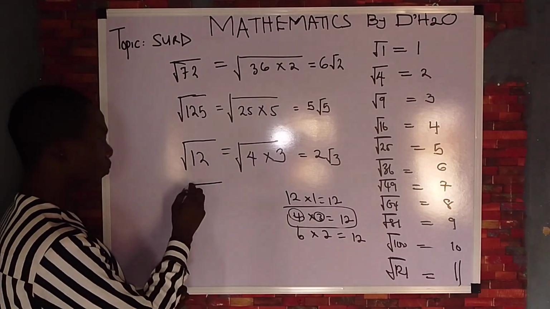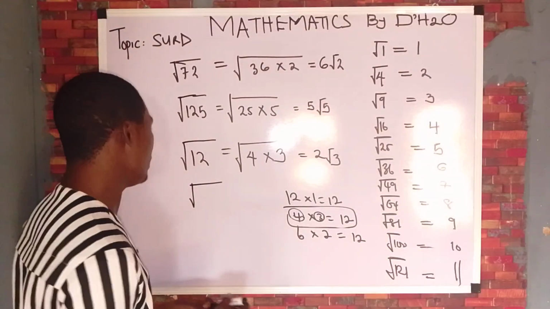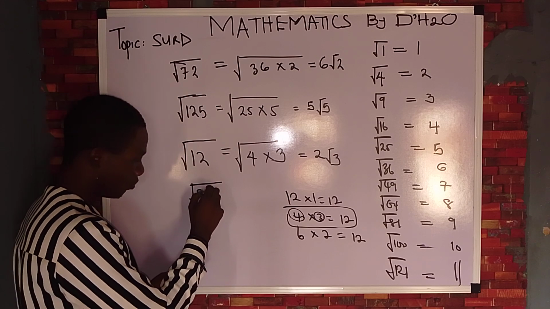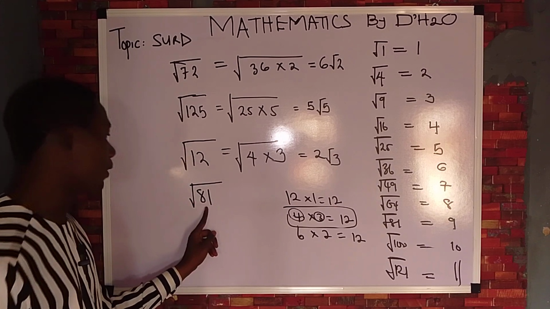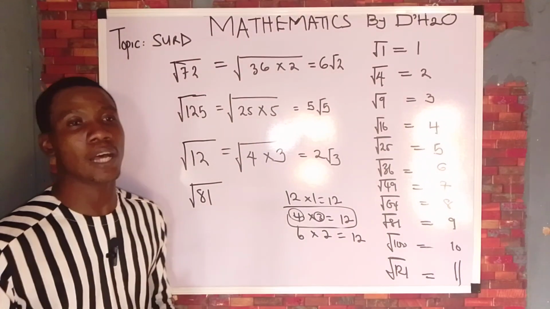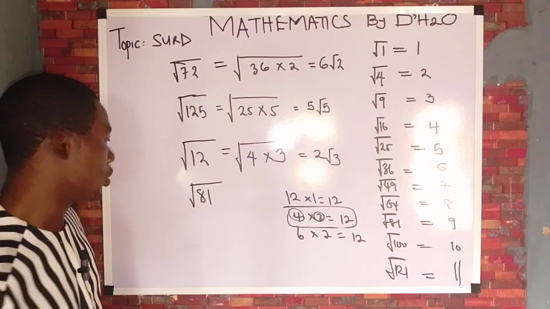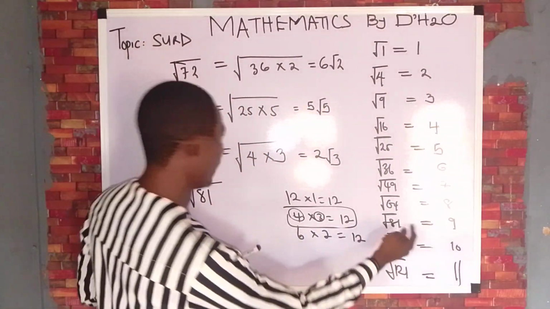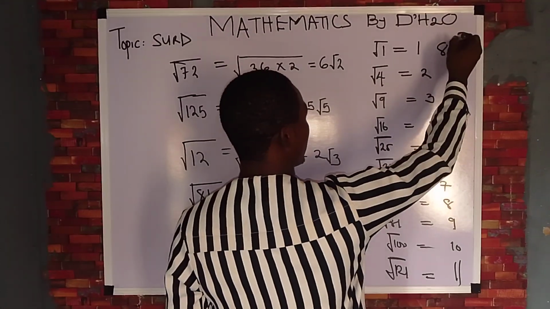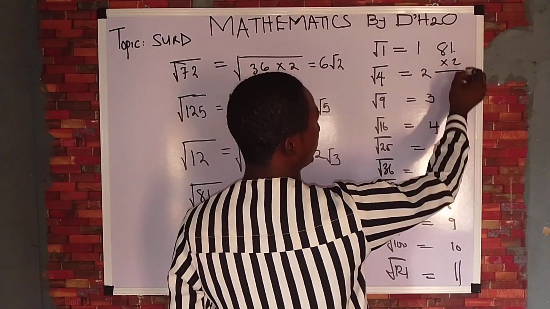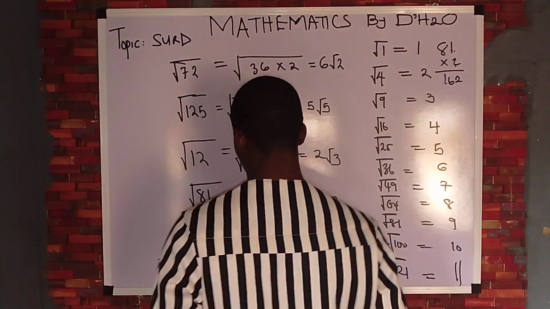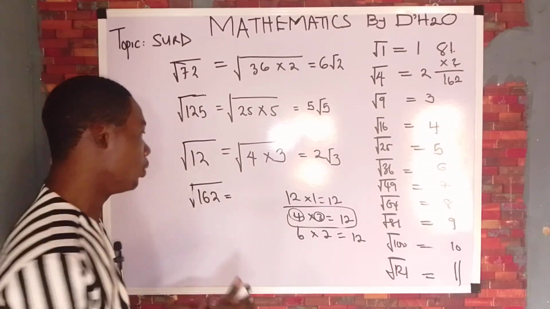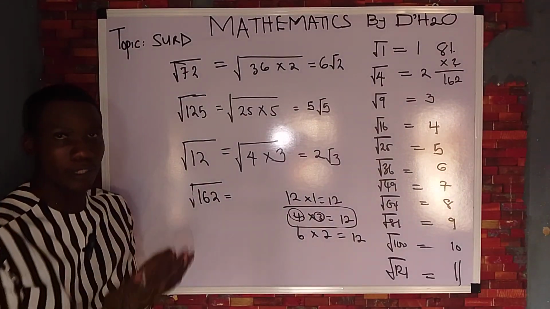And I think that one of the numbers we should consider is 81. Now, 81 is a rational number. The square root of 81 is what? It is 9. But if we have 81 times 2, that is to say, 162, this becomes an irrational number.